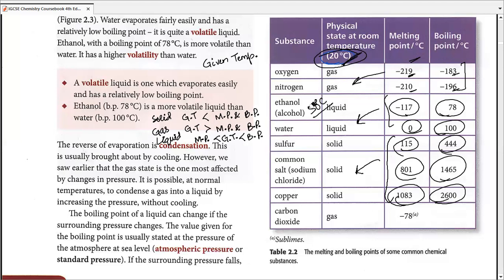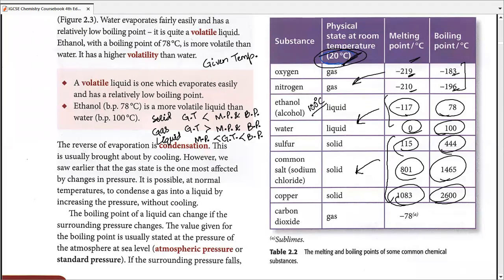But let's say I change the given temperature to 100 degrees centigrade. Now 100 degrees centigrade is bigger than both of these numbers. It's even bigger than 78 degrees centigrade, which is the boiling point. If that happens, it's a gas. Remember, the given temperature is greater than both melting and boiling points. All right? I understood it. Great.